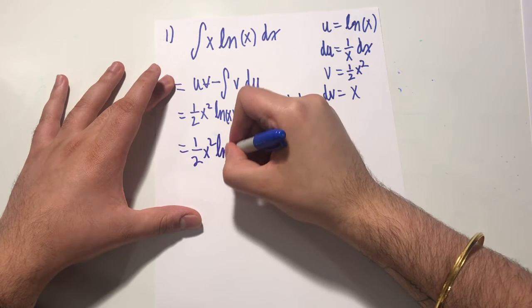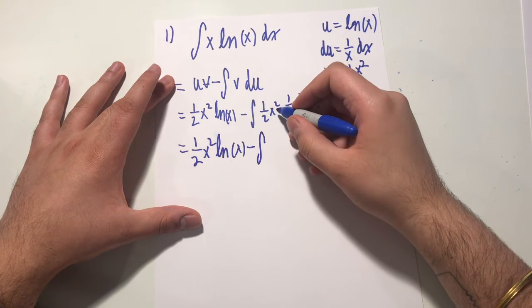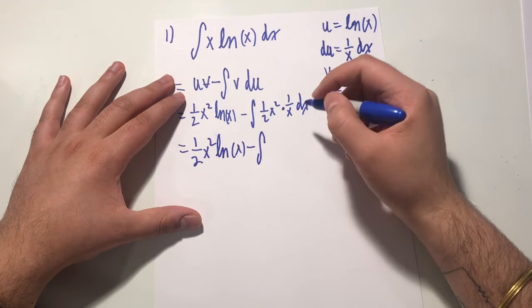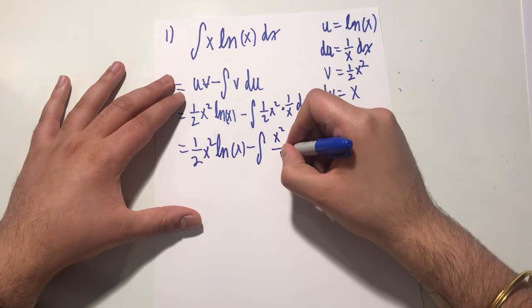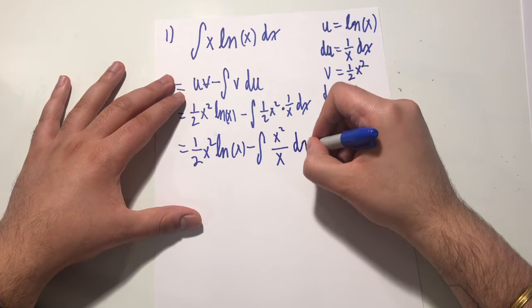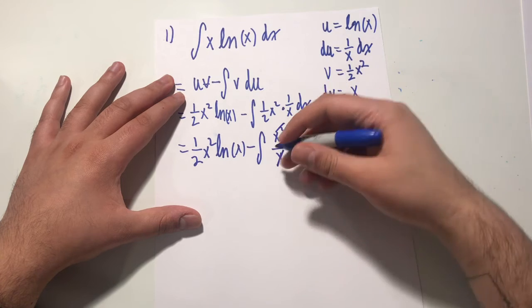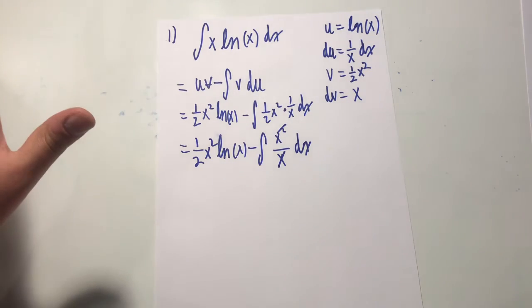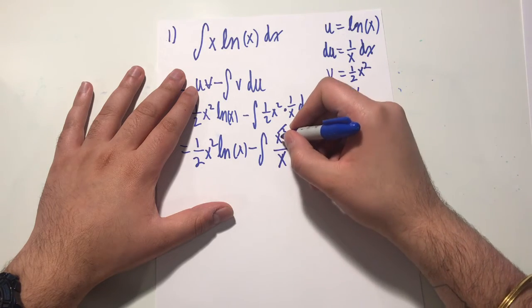So rewriting this ln x down here, 1/2 x squared times 1 over x should just get us x squared over x dx. And that's actually super simple because these will cancel. And we're just left with an x dx on this side, right?